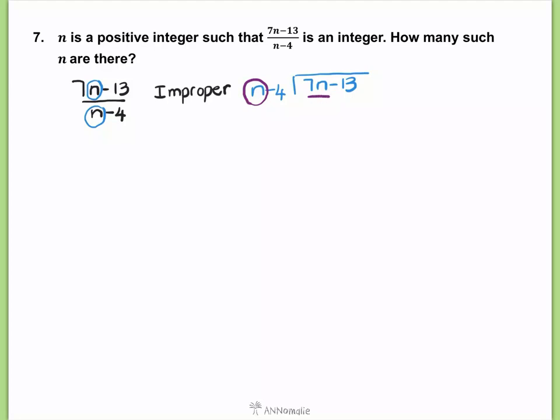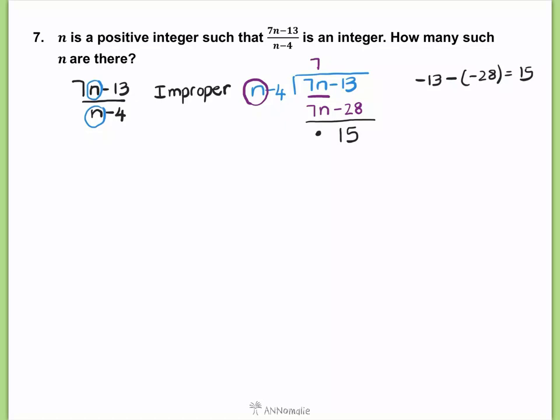You just look at the first terms, as long as you arrange the variables in decreasing order. So 7n divided by n is 7. 7 times n is 7n. 7 times minus 4 is minus 28. Like we performed long division in primary school, we now have to subtract this. 7n minus 7n is nothing. Minus 13 minus minus 28 will result in a positive: minus 13 subtract negative 28 is 15.